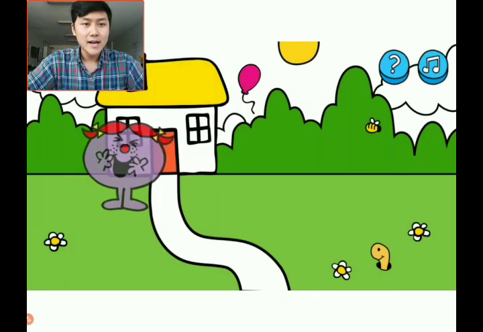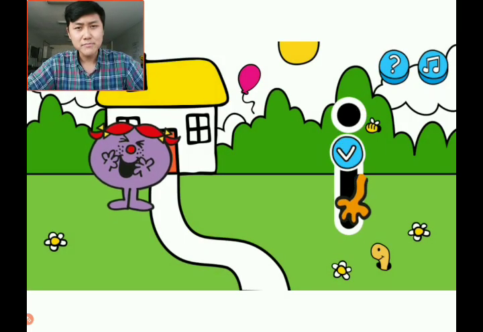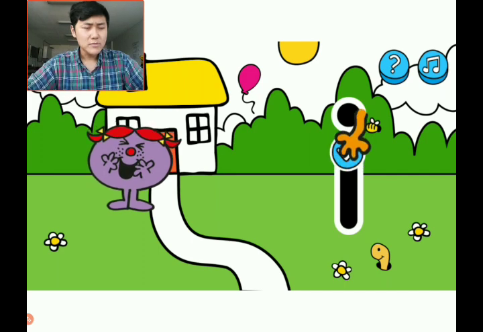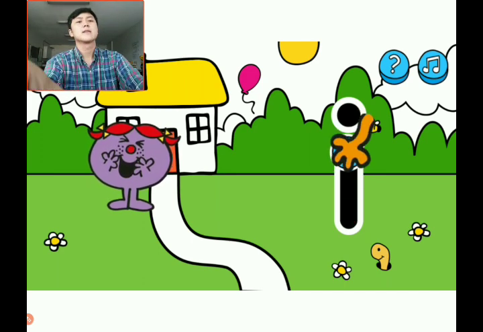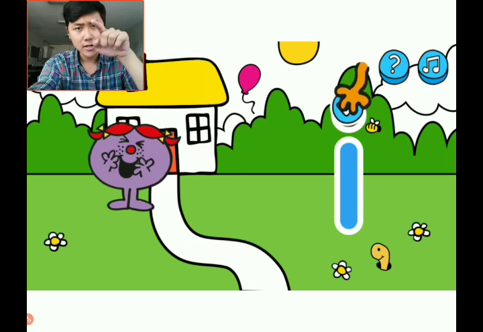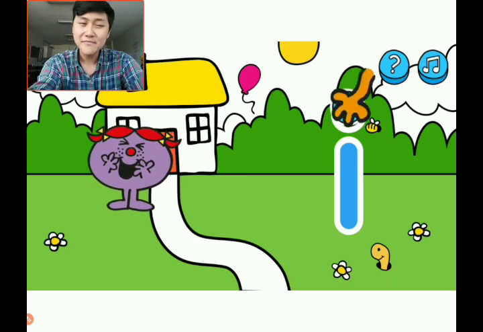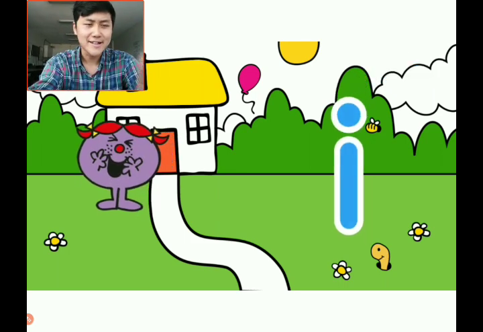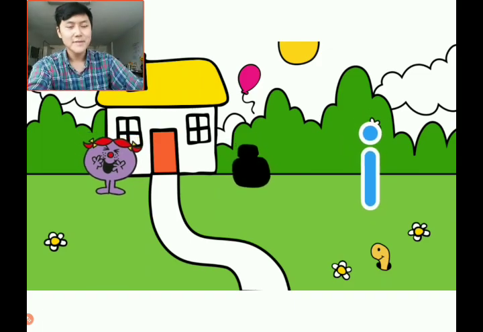Next up here is Little Miss Bad again. So I'm just going to draw one line down, just like this, and then I'm just going to draw a dot on top. It's a very easy letter, actually, letter I. Dot. And I stands for ink again.